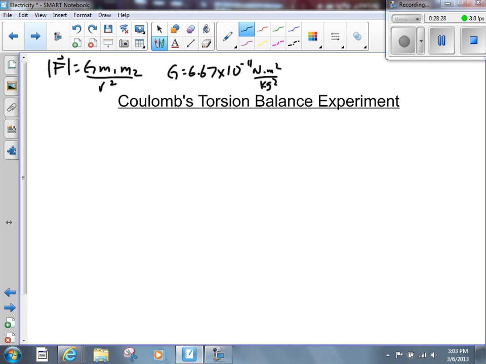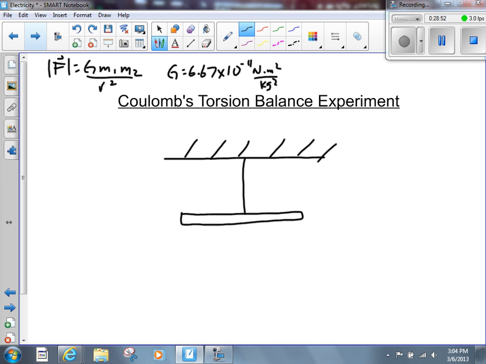Coulomb's torsion balance experiment was an experiment performed in order to derive the relationship between not the gravitational force and masses, but the electric force and charges. The experiment, simplified somewhat, looks something like this. You've got a string hanging from the top of a box. On the end of that string would be a rod. There are a couple of objects on either end of that rod to keep it balanced from tipping over.